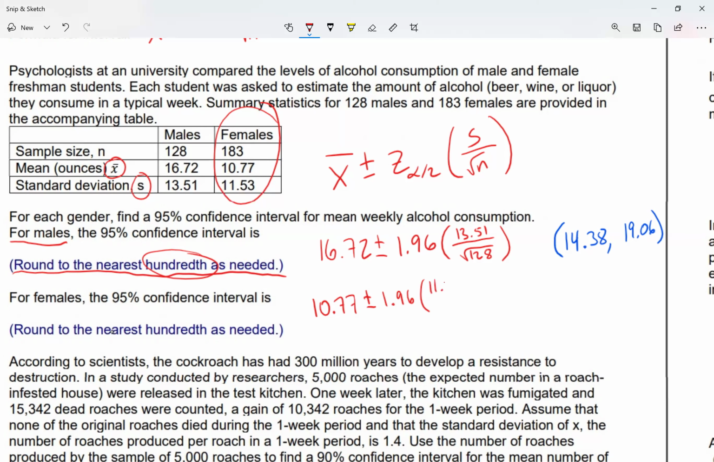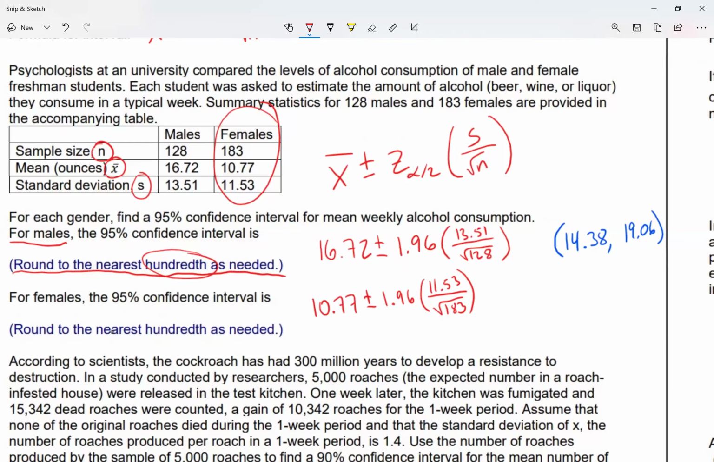So I'm going to write 11.53 divided by the square root of 183. 183 is how many females we interviewed. What's my N? Matter of fact, I even see the notation on my table. Okay, again, for the lower value, I'm going to go 10.77 minus 1.96 times 11.53 divided by the square root of 183. And for the higher value, I'm going to use the plus side.